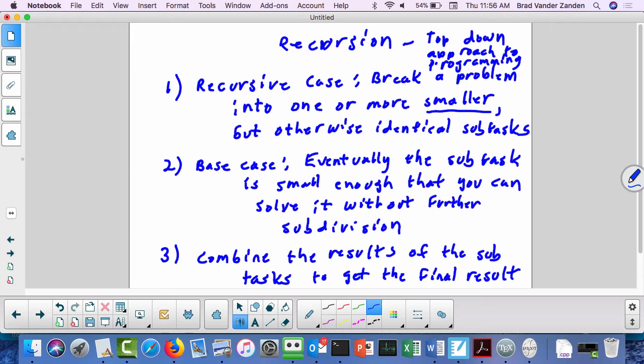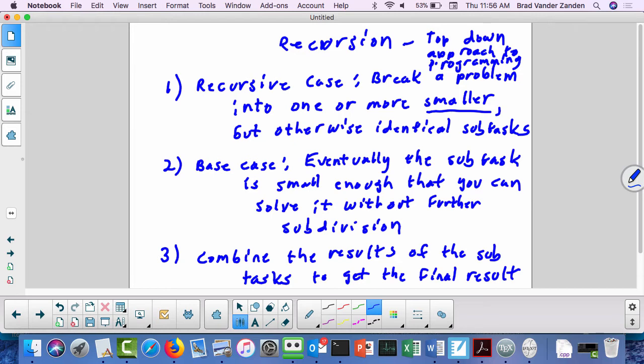Okay? So that's recursion. You break a task into smaller but otherwise identical subtasks. At some point, you get to the base case where the subtask is small enough that you can solve it without further division, and then you combine the results.